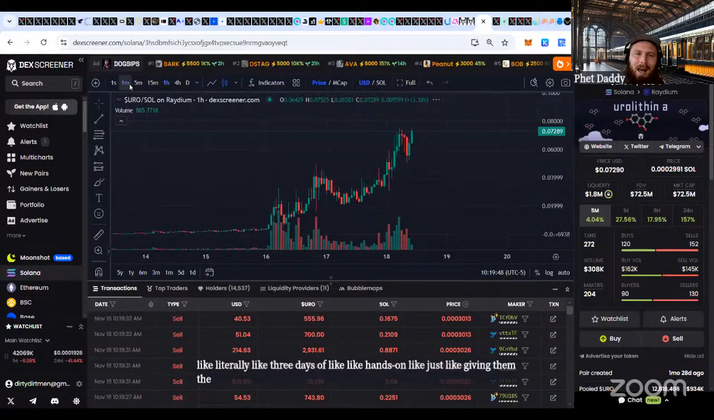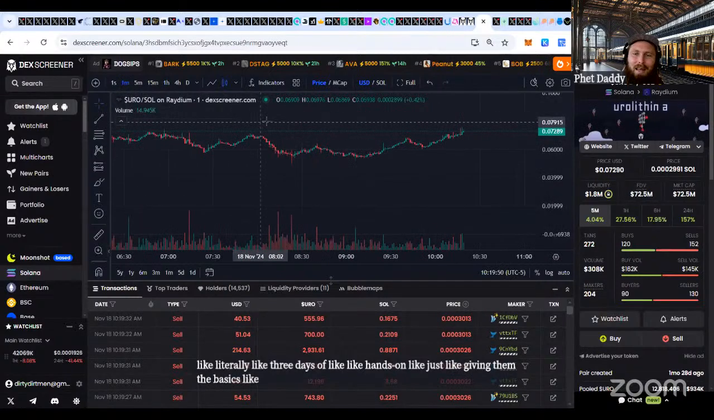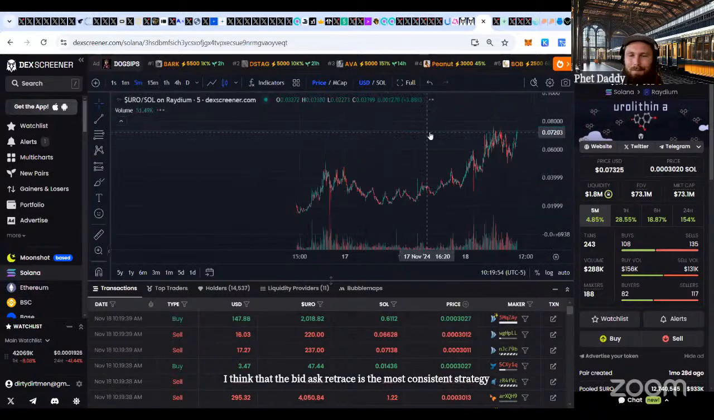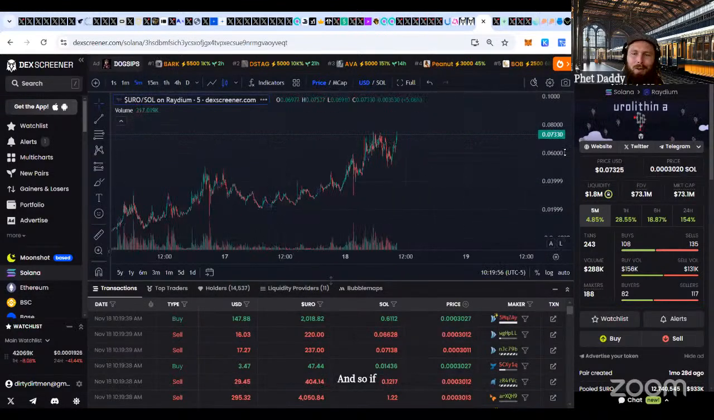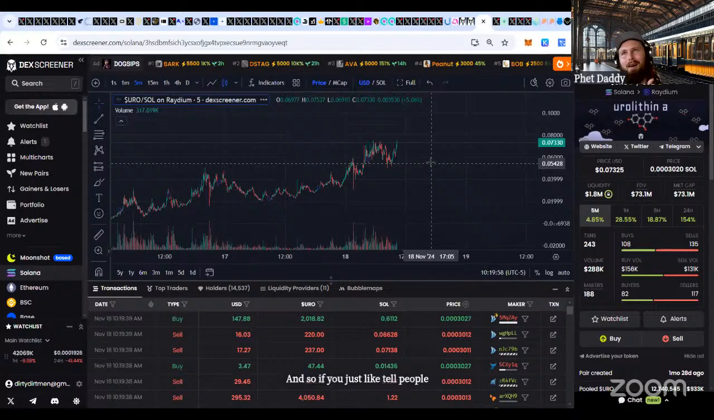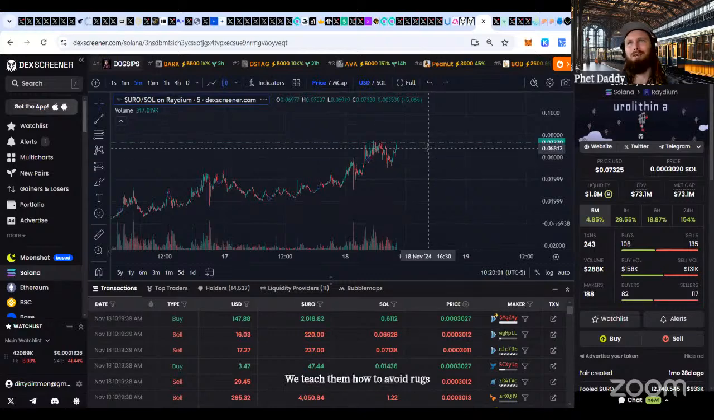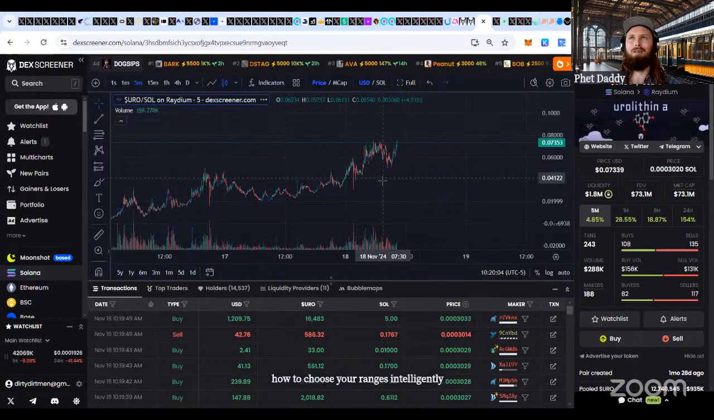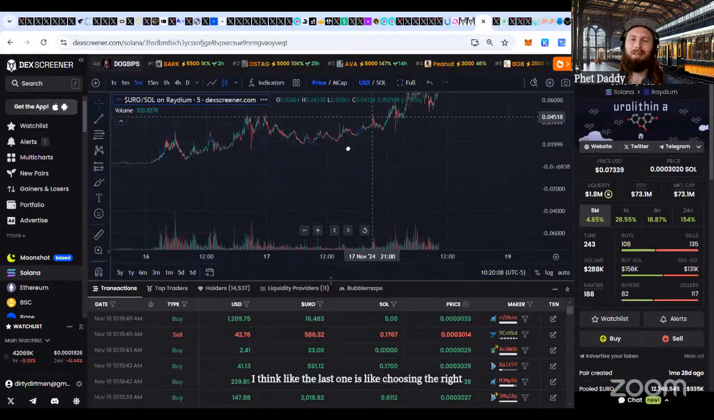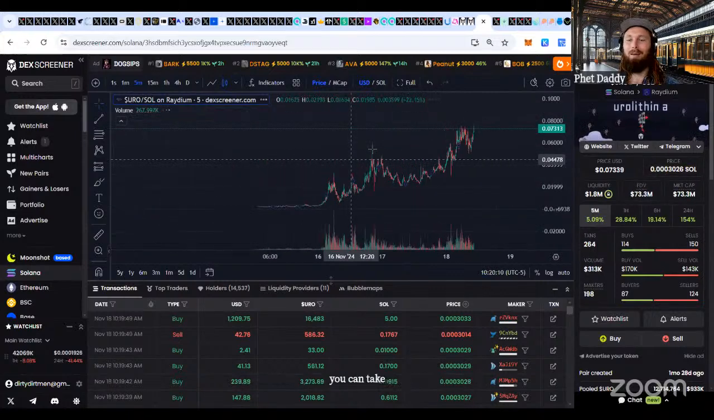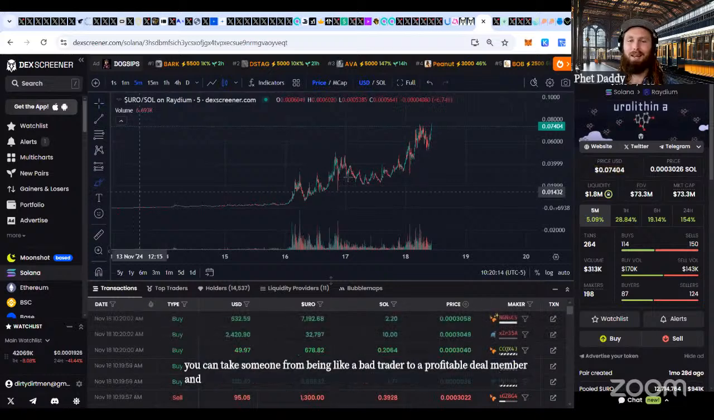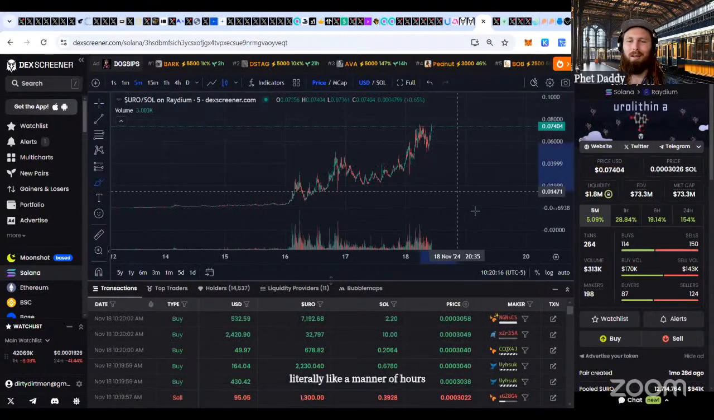I think that the bid ask retrace is the most consistent strategy. And so if you just teach them how to avoid rugs, how to choose your ranges intelligently, and, I think the last one is, choosing the right pools, you can take someone from being a bad trader to a profitable DLMM trader in literally a matter of hours, depending on how quickly they learn.